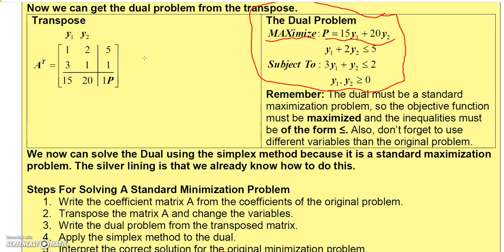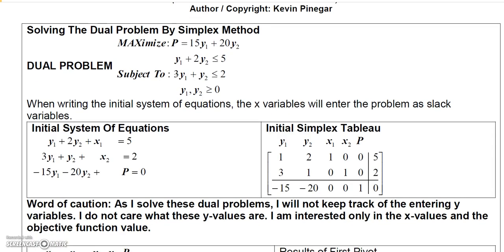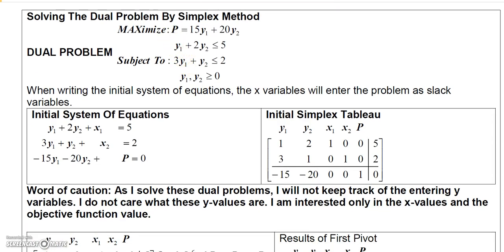So now let's take this dual. Let me go ahead and show you how to solve this dual. It shouldn't be too difficult for you because we've already talked about how to solve a standard maximization problem using the simplex method. So we solve this just like we did before using the simplex method. There's just one catch. When you add your slack variables to these two less than constraints, they're actually going to be the decision variables from the original problem. And if you remember, the original problem had x1 and x2.